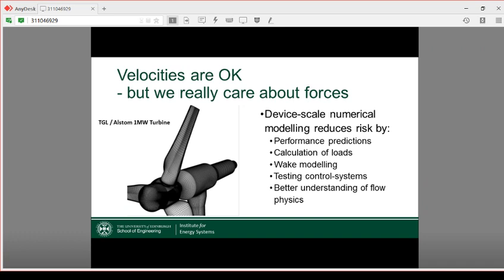Now all of this is measuring velocities, but what we really care about is forces, because we want to predict the forces on the turbine, because that's what the engineering designers need to know about.